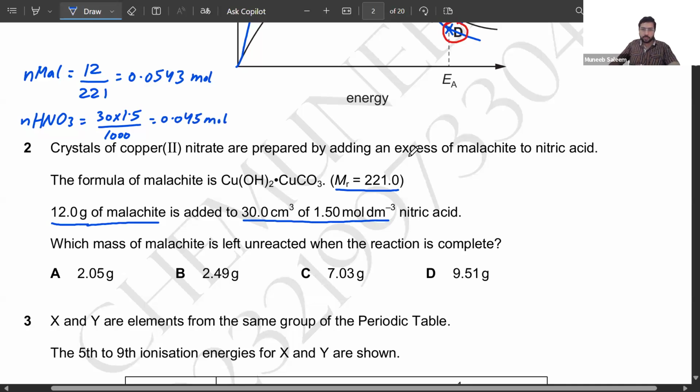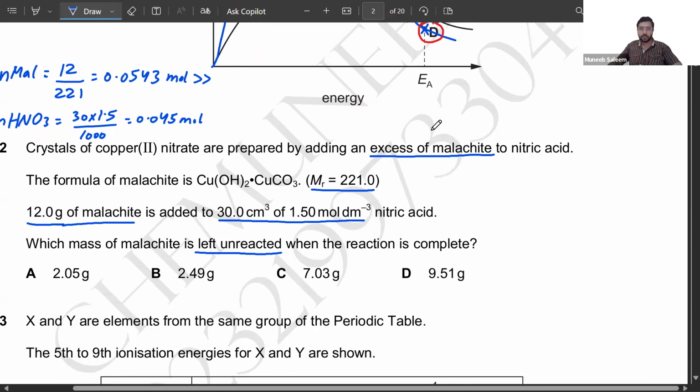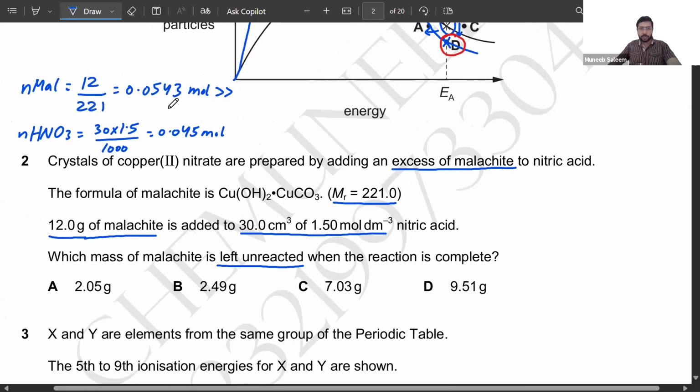As mentioned here, excess of malachite was added. So we can clearly say that 0.0543 is higher in value as compared to the moles of the nitric acid, which means malachite was definitely in excess. But how much was left unreacted? For this purpose, I will simply do the subtraction. I have to subtract the value of moles of nitric acid from the malachite, which will give me the amount of the malachite which reacted.